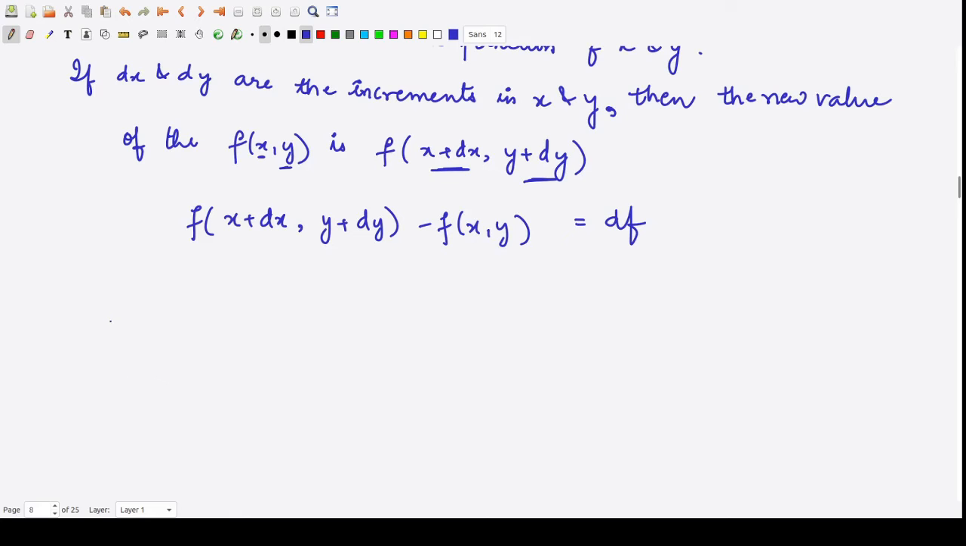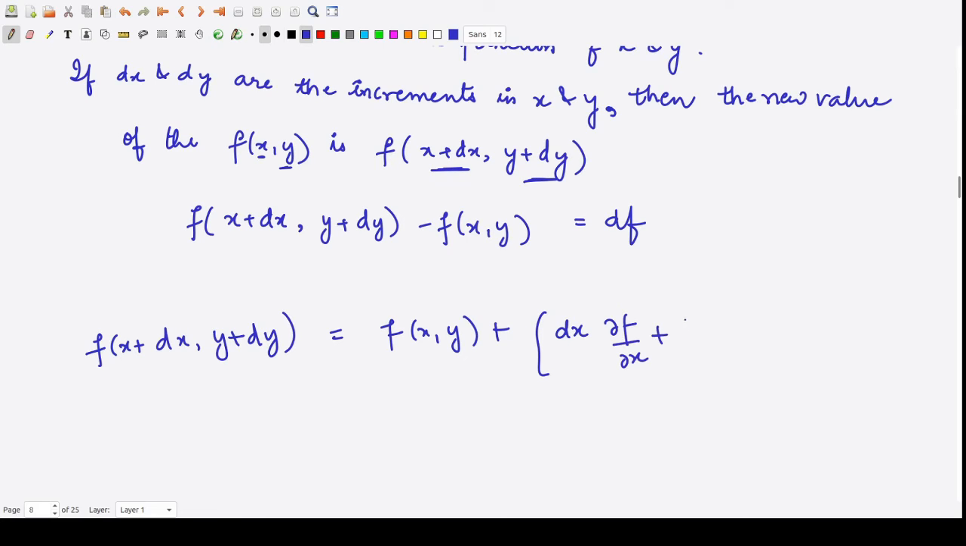What is your Taylor series expansion about some function? So f of x plus h, what was your h? h was the increment in x, so now it is dx, and y plus dy. So this expression would be equal to f of x, y plus the value of h, which was dx here, times the partial derivative of f with respect to x, and then dy, because the increment in y is dy, times del f by del y, and then so on, the higher order terms, the second order terms.